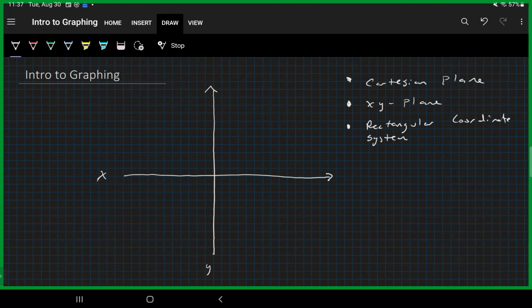And these axes separate this graph, so to speak, or the plane, into quadrants. There's 4 of them. We start at the top right for quadrant 1. We go counterclockwise to quadrant 2, quadrant 3 on the bottom, and quadrant 4 on the bottom right.